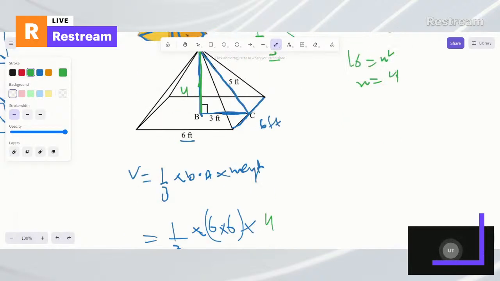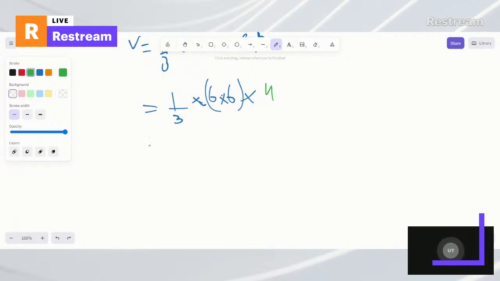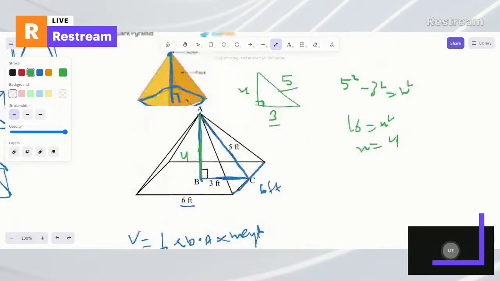Okay, so now let's put it in and find out the answer. So 1 over 3 times 6 squared is 36, right? Times 4. Okay, so the answer becomes what? 3 ones are 3, 3 twelves are 36, right? That's 12 times 4 is 48. So this is the volume for this shape.